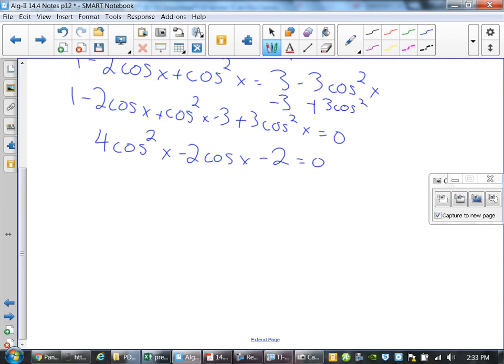Everybody see that? Remember that little trick I showed you guys before called u substitution? Did I show you that? No. Okay. U substitution is used a lot of times to make something that looks horribly complicated into something really easy. For example, I'm going to let u equal cosine of x. So I'm just going to substitute in, and I get the quadratic 4u squared minus 2u minus 2 is 0.